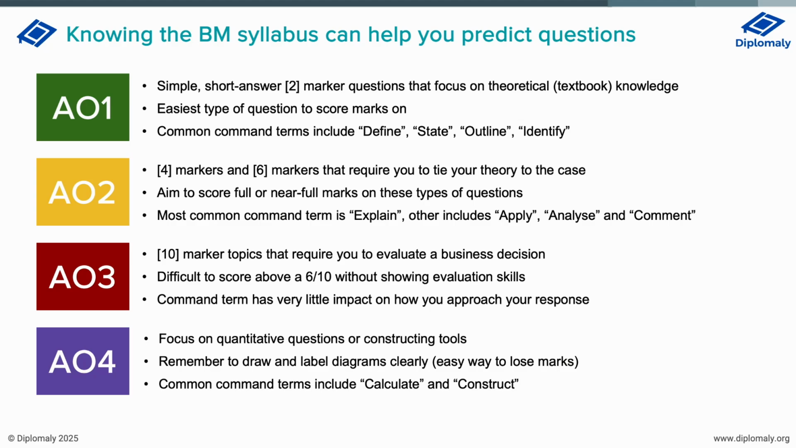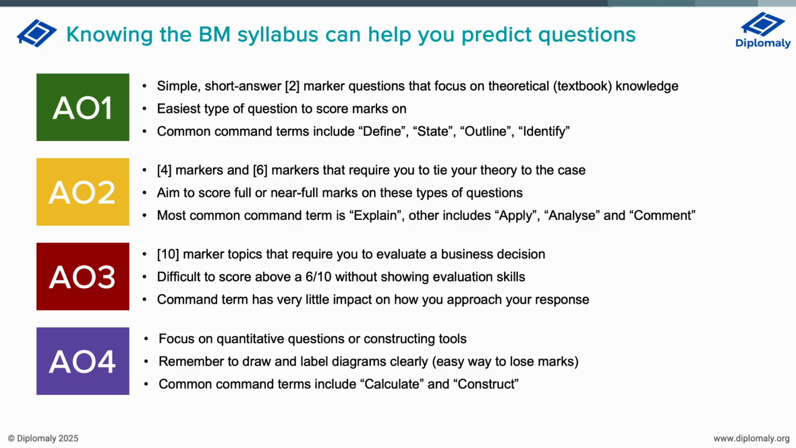Now, a key strategy to help you study is to understand what assessment objectives are and how they can inform the depth in which you need to know the content. For the BM course, there are 4 assessment objectives, or AOs, each of which involve a different level of depth of knowledge. Each syllabus point has a specified AO, which represents the maximum depth the IB will test you on.